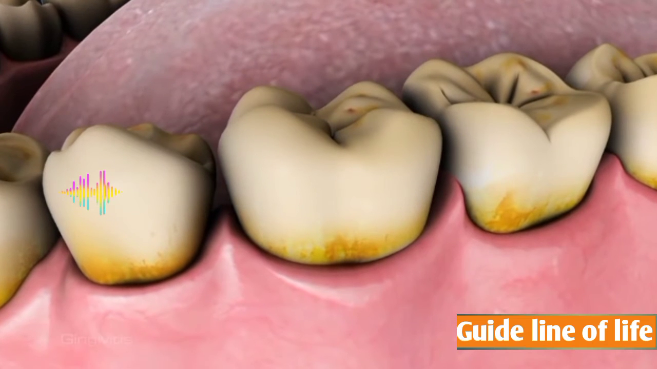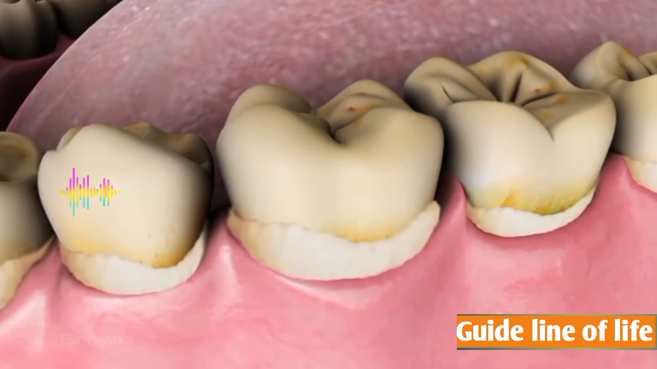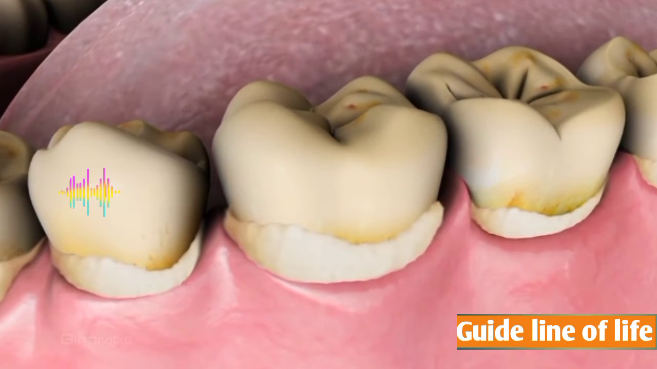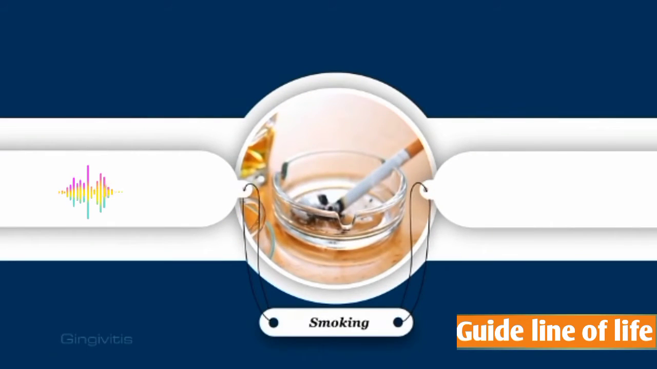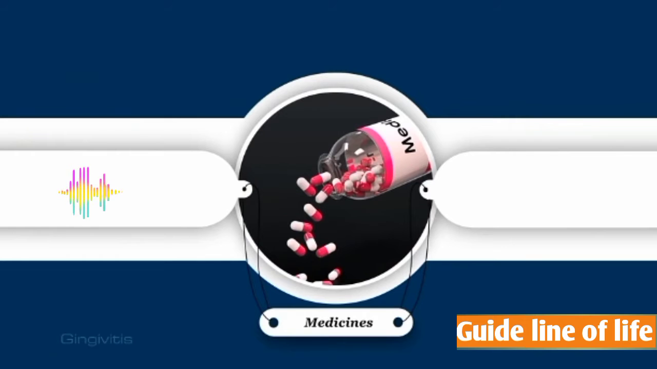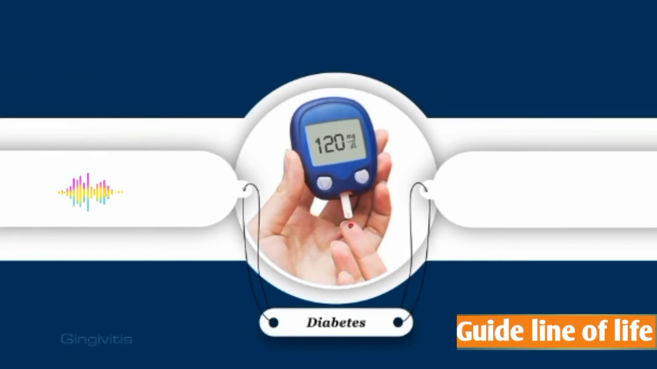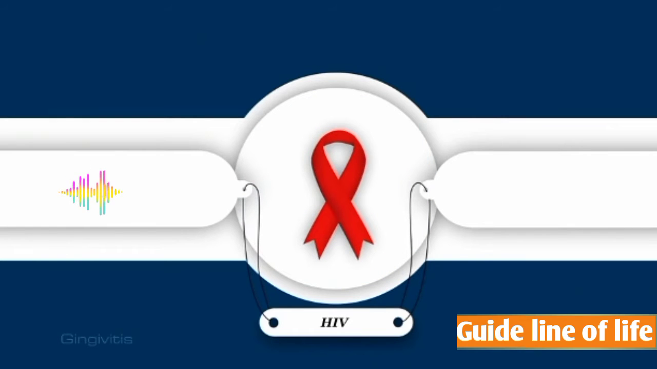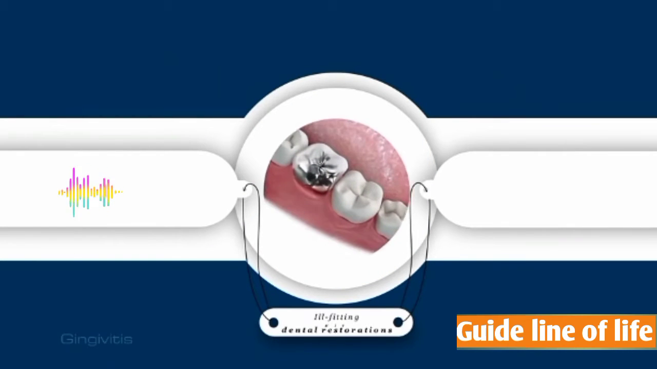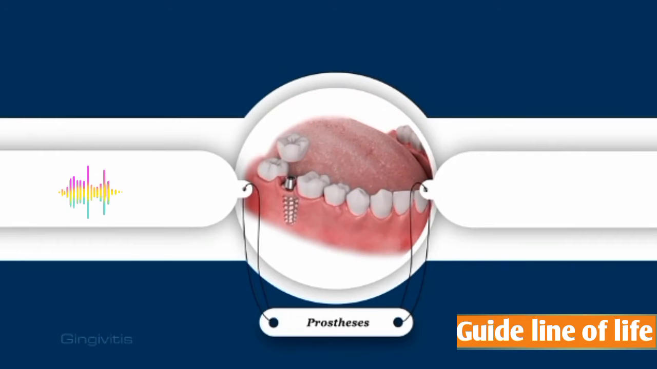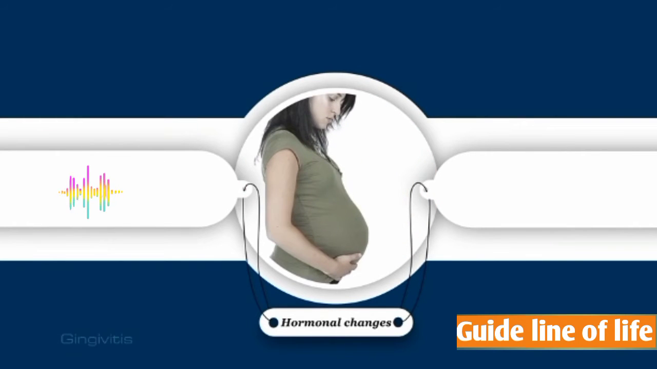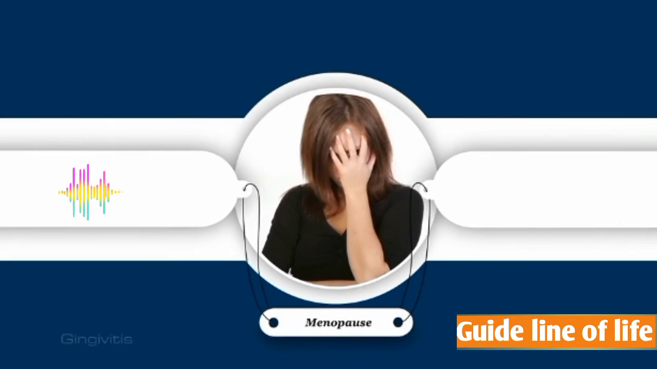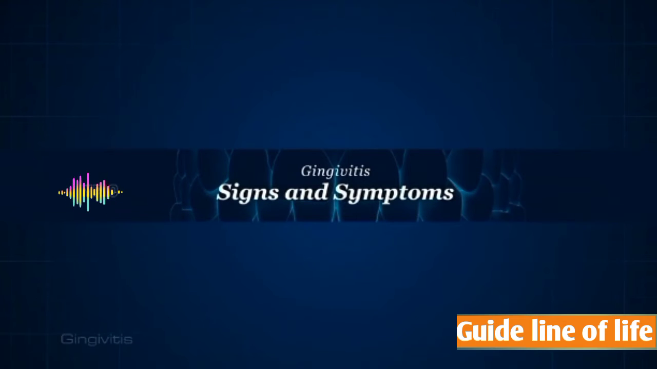Causes. The main cause of gingivitis is accumulation of dental plaque and tartar, usually due to poor oral hygiene. Other causes include dry mouth, smoking, medicines that reduce salivary flow, diseases such as diabetes, cancer, or HIV that suppress the immune system, ill-fitting dental restorations or prostheses, and hormonal changes that occur during pregnancy, puberty, and menopause.